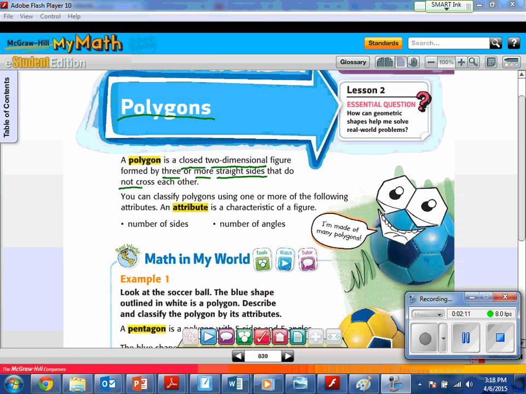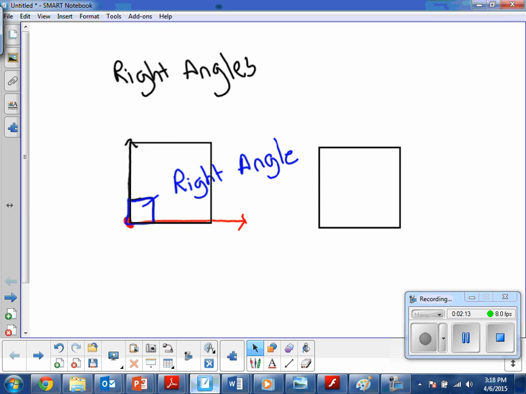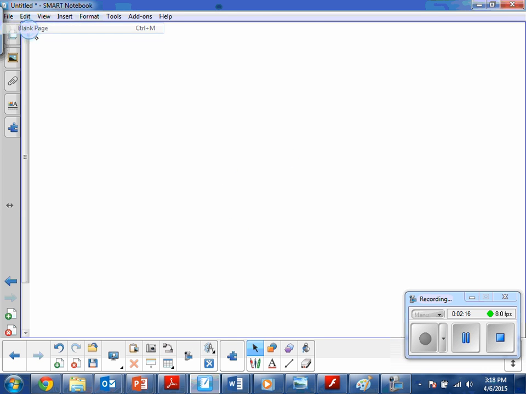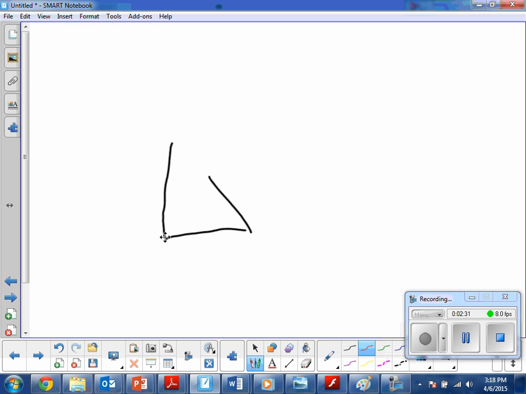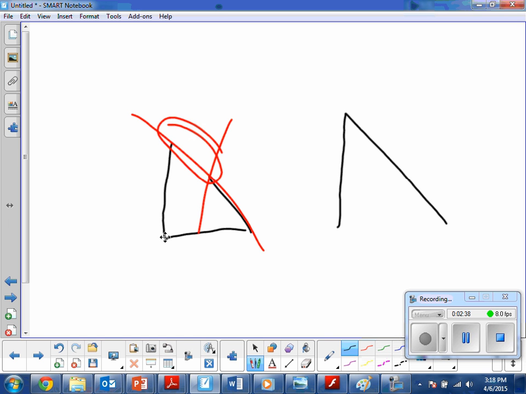What does it actually look like, you might be asking yourselves? Well, here's what we can do. The first thing that it tells you is that it is closed, meaning that none of the sides can be open. Like, this is not a closed figure. Do you see how this is open right here? That is not a polygon. Okay? This is a closed figure. For the most part. There it is. That is a closed figure, and of course we know that's a polygon, that's a triangle.